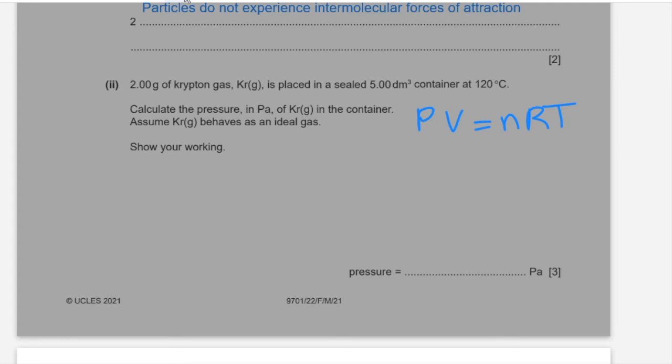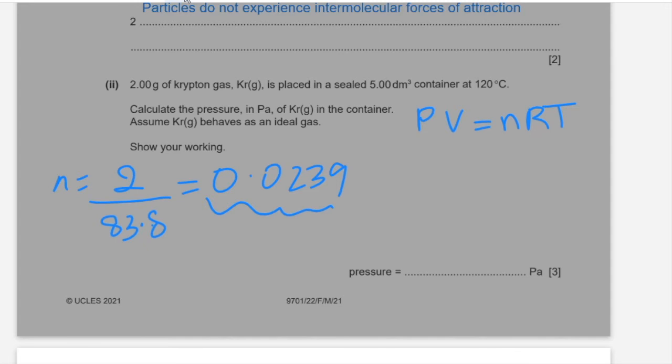So first off, we have the number of moles, which would be equal to the mass over the molecular mass. So 2 over the molecular mass of krypton, which is 83.8. Throughout this numerical, I'll be using my answers corrected to 3 significant figures. So this would be 0.0239. And so you'd use the value of n as 0.0239. As for temperature in Kelvin, you'd add 120 to 273, 393 Kelvin.